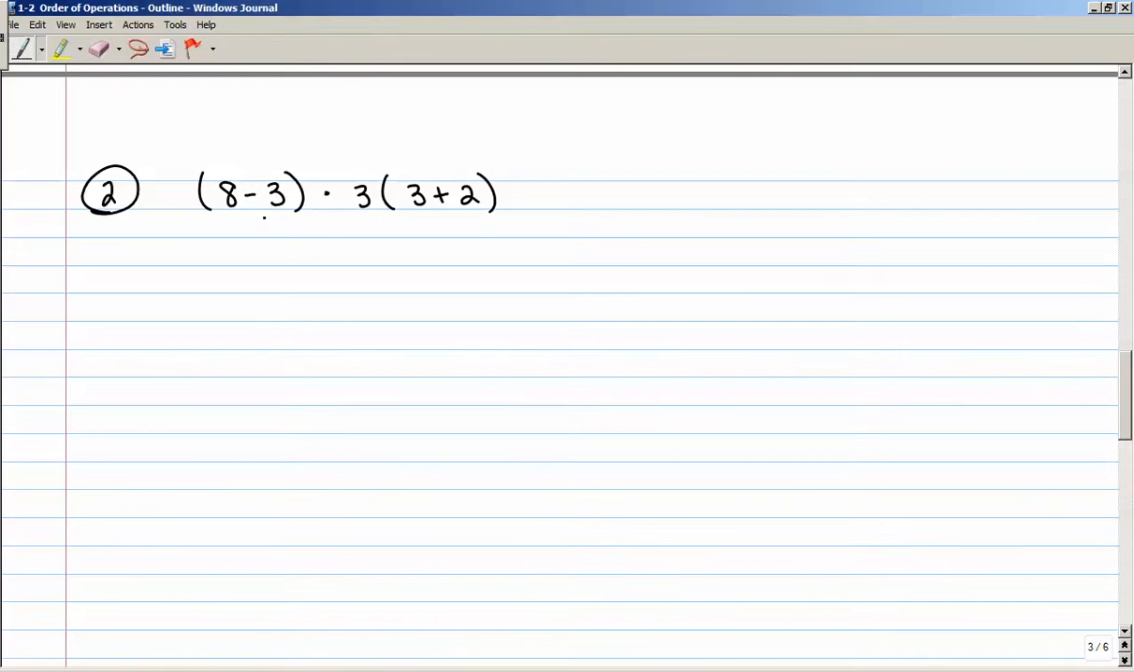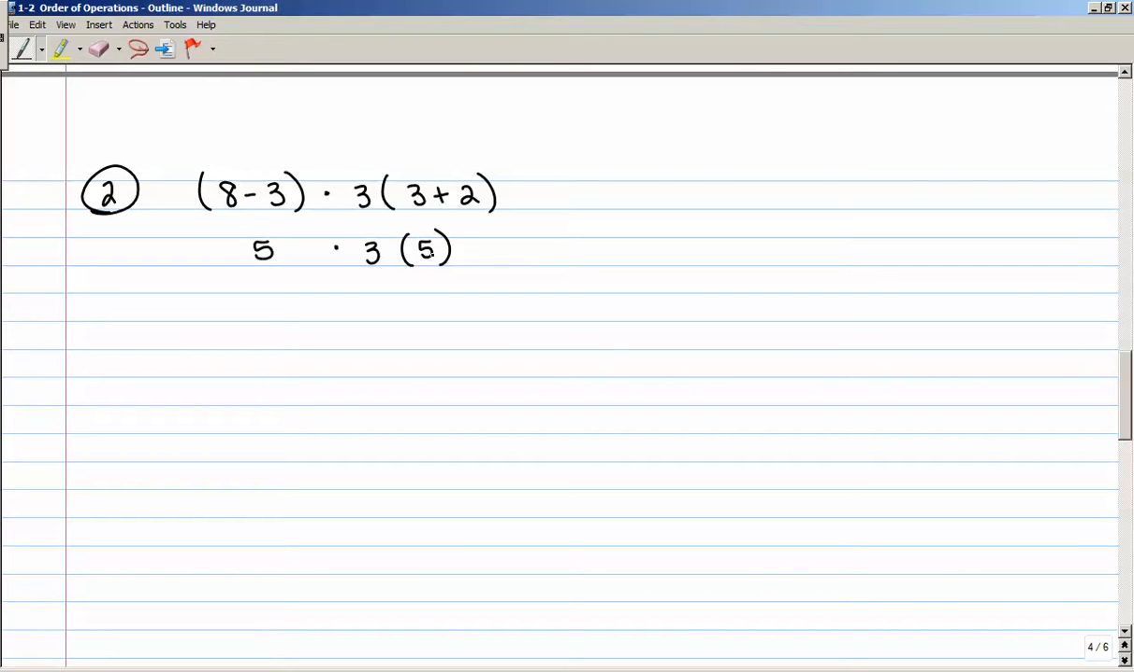Example number 2, we have the quantity 8 minus 3 times 3 times the quantity 3 plus 2. So let's evaluate our parentheses first, since those are the grouping symbols we have. 8 minus 3 is 5 times 3, and since the parentheses don't really impact each other, I'm going to do each of those together. 3 plus 2 is 5.